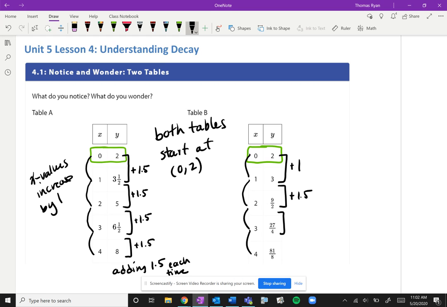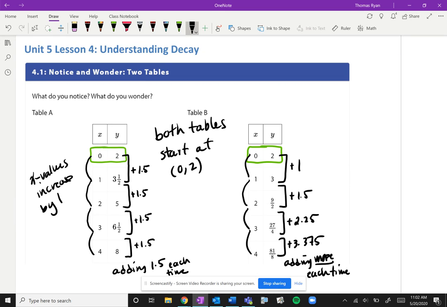And from 4.5 to 6.75, we're actually adding 2.25. And then to get up to 81 over 8, which is 10.125, interesting. From 6.75, we end up adding 3.375. So we're not adding consistently. So what it looks like here is that we're adding more each time. Now, let's see if we can actually see a different pattern here.